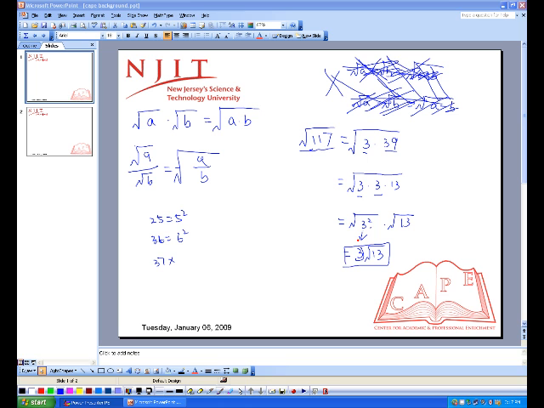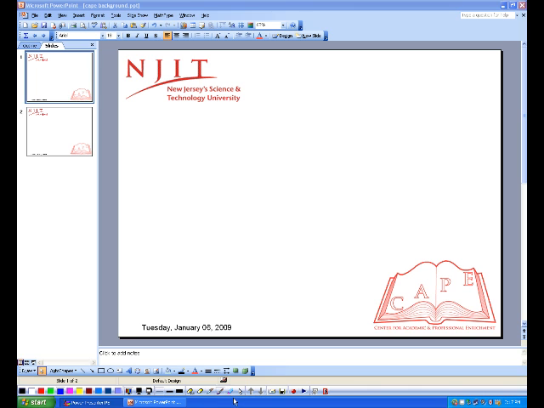Okay. So now let's try another problem. Square root of 6 multiplied by square root of 12. Well, first of all, neither 6 nor 12 is a perfect square.